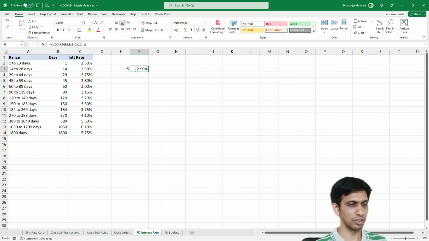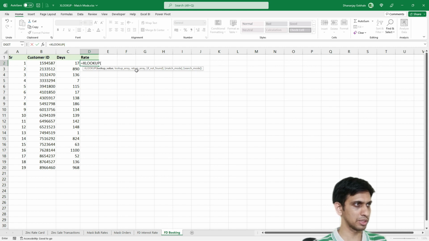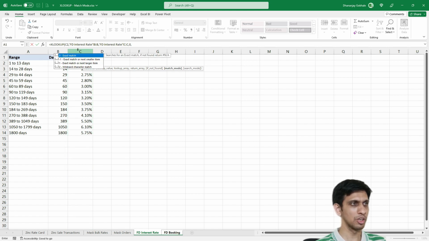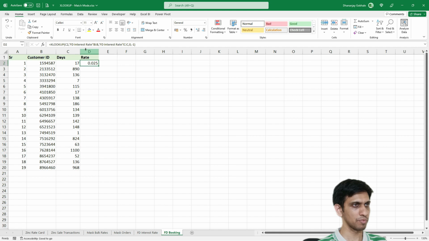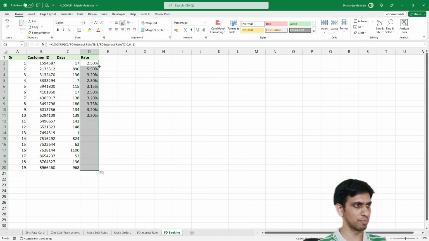Okay, so let's formulate this XLOOKUP here. So, is equal to XLOOKUP, bracket open, find days. In the B column, look for the days, and from the C column, fetch the rate, comma, if not found, 0, comma, match exact or smaller one, so I would write -1, bracket close. Percentage format, and let's extend this.